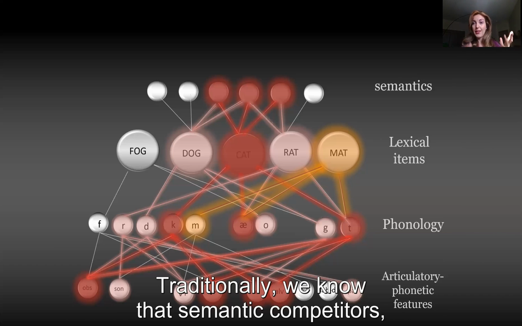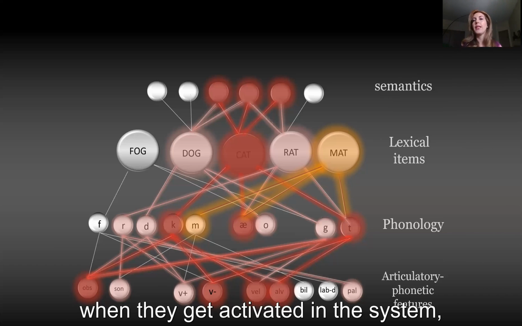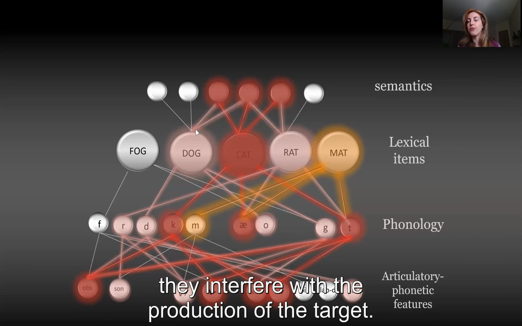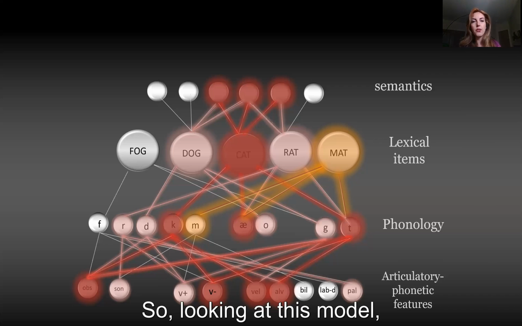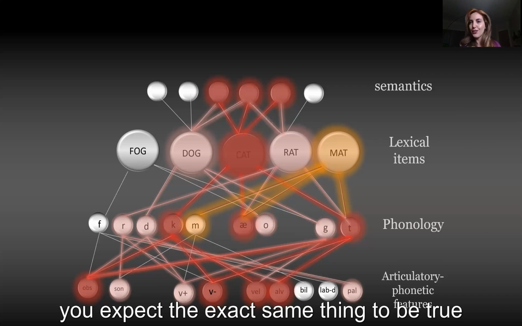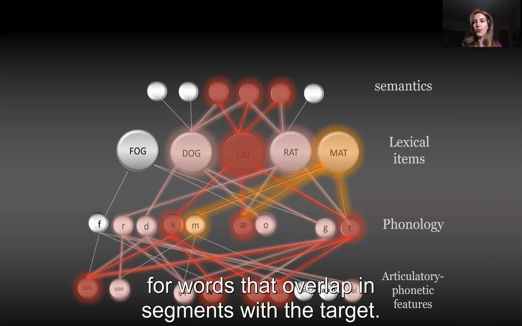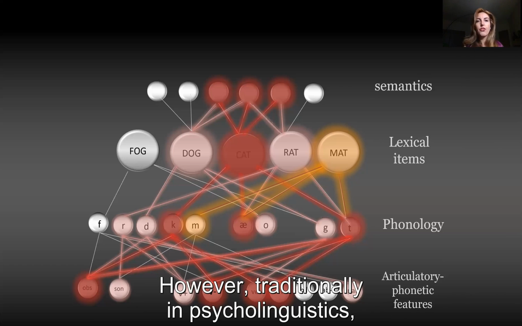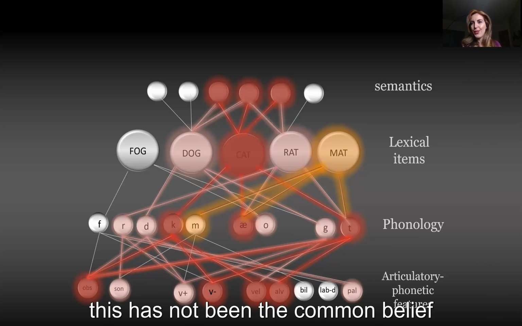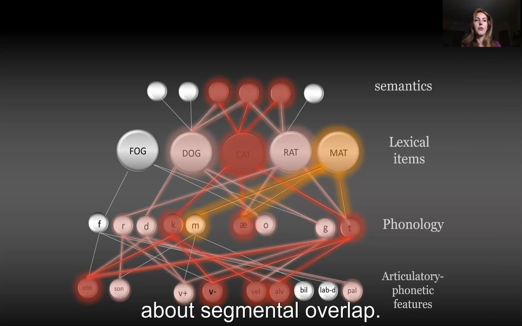Traditionally, we know that semantic competitors, when they get activated in the system, interfere with the production of the target. So looking at this model, you expect the exact same thing to be true for words that overlap in segments with a target. However, traditionally in psycholinguistics, this has not been the common belief about segmental overlap.